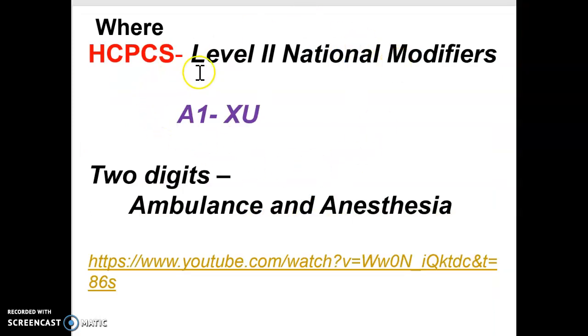Moving on to HCPCS. HCPCS is also called Level 2 National Modifiers. It has modifiers with letters in them, as you can see, from A1 to XU. These are all in your purple pages, as I have given you the colors, easily findable so that you know where those are. These are also two digits. The most common modifiers you will see and have to use from HCPCS are going to be from ambulance coding and anesthesia coding.